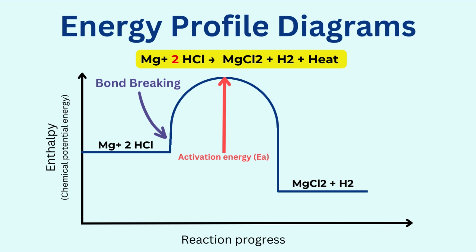As the reaction unfolds, new bonds are formed to create the products, releasing a substantial amount of energy in the process. The overall enthalpy change is negative. This means that the energy is released during the reaction and hence it is exothermic.